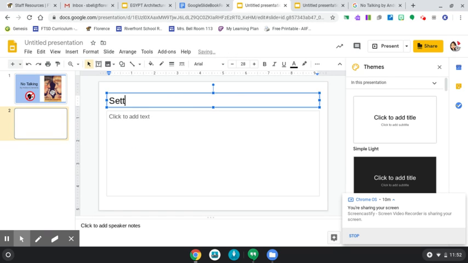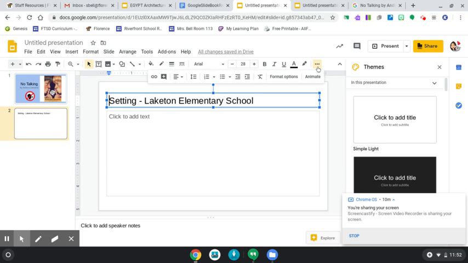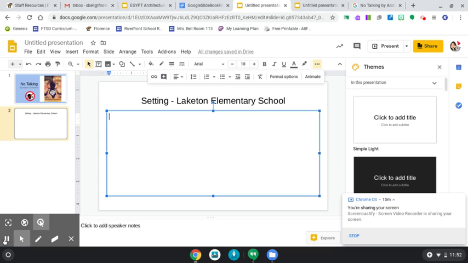If you remember, the setting for my book, or for No Talking, was Laketon Elementary School, and it was actually located in New Jersey, but I'm actually going to leave New Jersey out. I'm just going to put Laketon Elementary School. And just because I prefer it, I'm going to center this. So I'm going to hit these 3 little dots right here for more, and I'm going to find the Align button and hit the center one. Now I'm going to come down here. Okay.